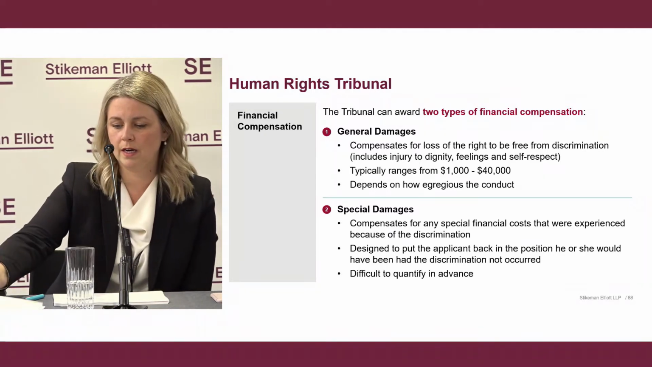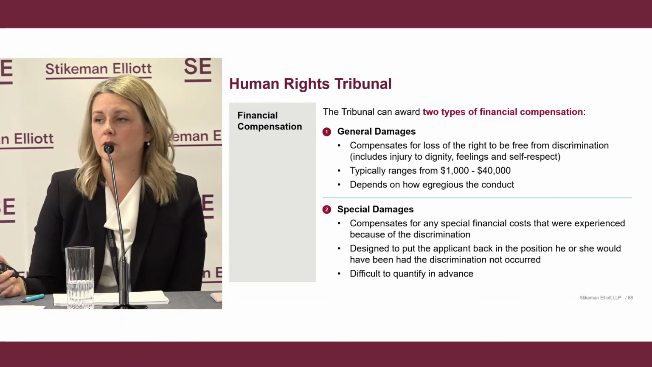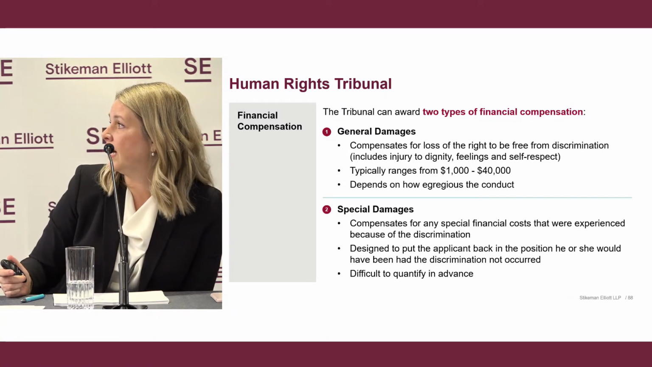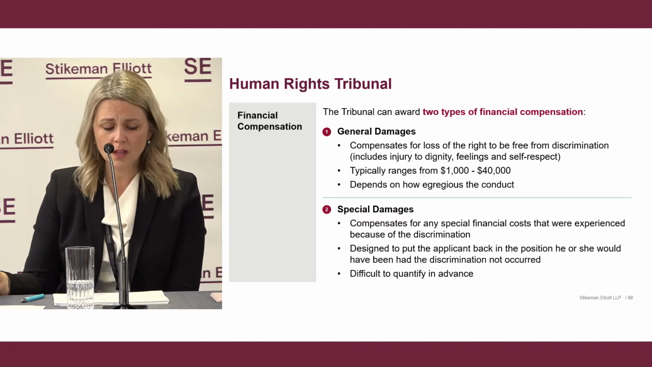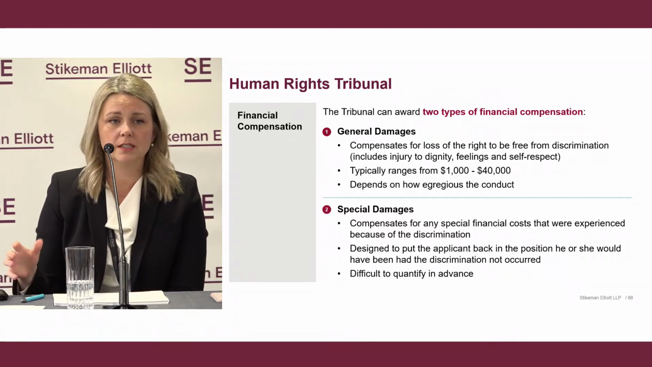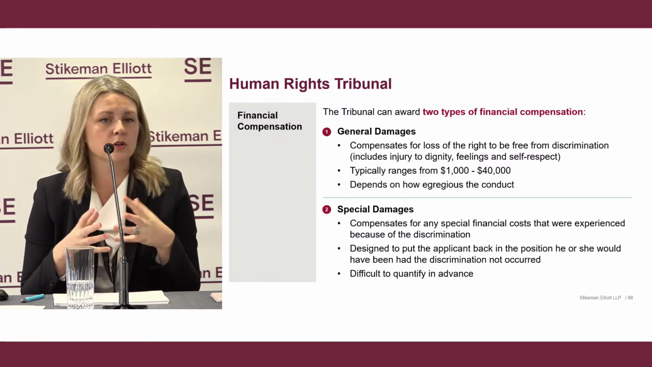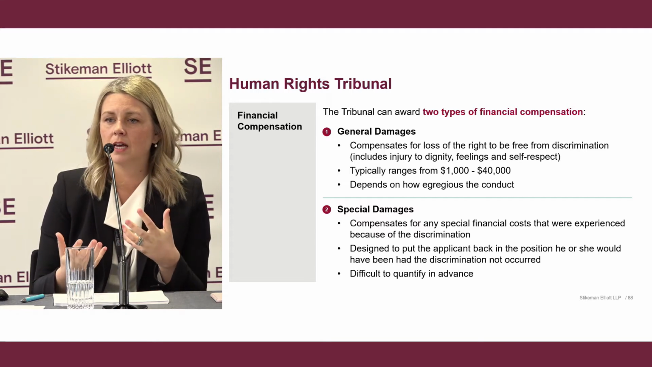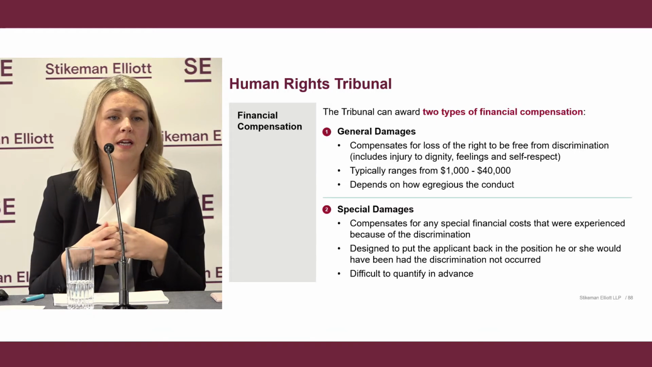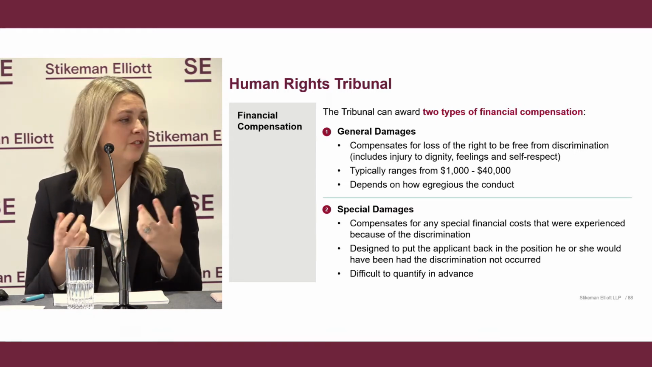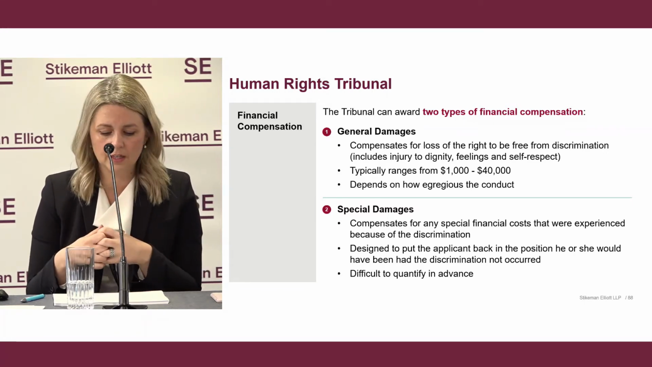And anyone who has been brought into this jurisdiction with their employees knows it's just a barrel of laughs. The tribunal can award two types of financial compensation. The first is general damages, and this is that curious alchemy that the tribunal does where they try to arrive at a monetary amount that compensates somebody for the right to be free from discrimination, and including their injury to their dignity, feelings, and self-respect. So it's that intangible thing that they're trying to compensate you for.